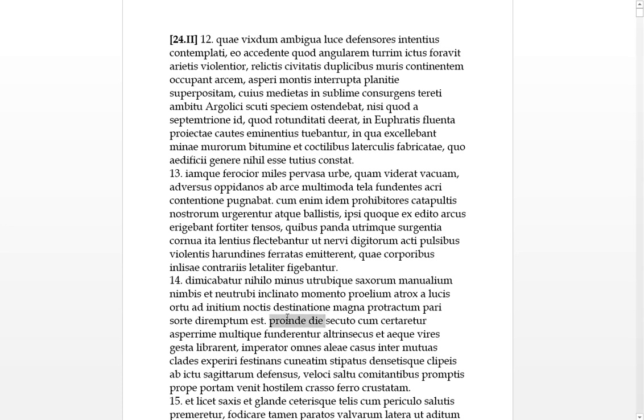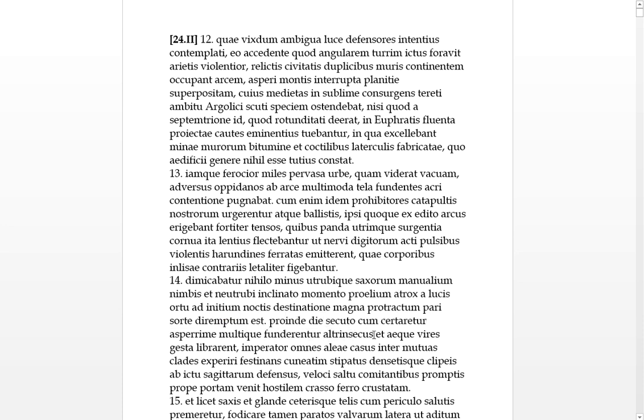Where are we? Proinde die. So proinde means then or next. The die sequenti means the following day. Cum certaretur, when there was a contest, when they were contending. We've got a superlative. Asperrime, very harshly or fiercely. And we have many were funderentur, many fell.